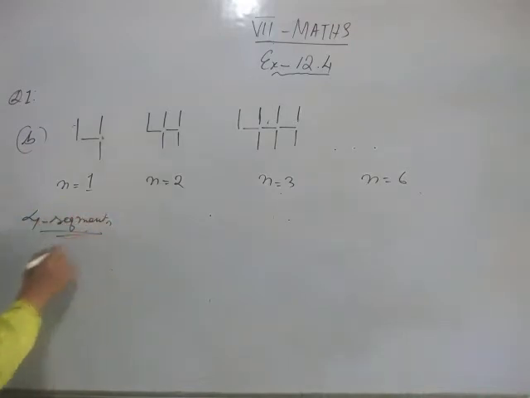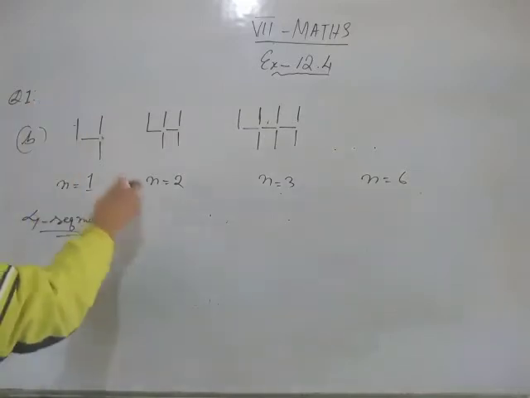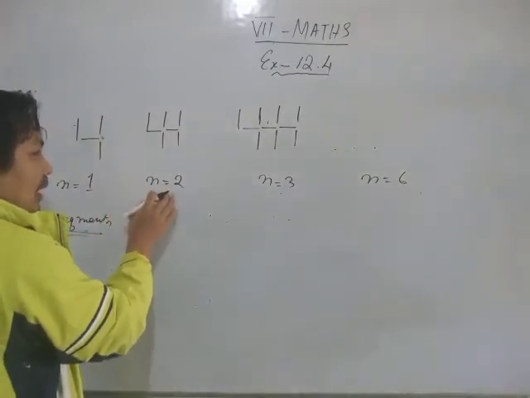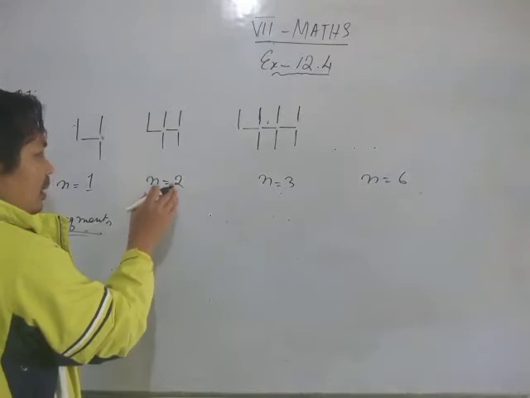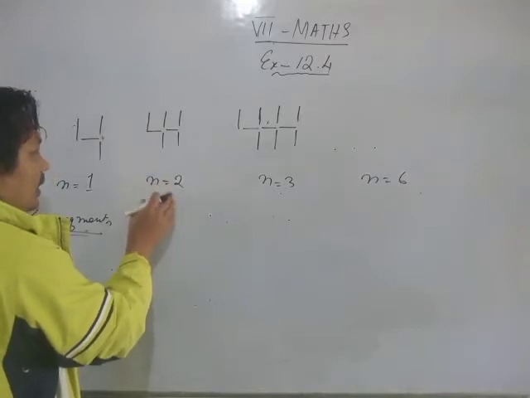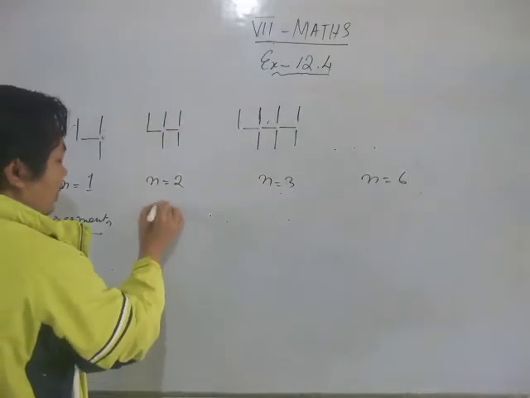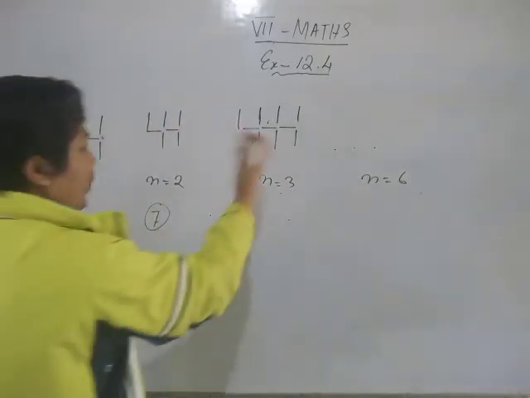4 segments are required. Okay. And for this, n is 2, which means the number of patterns is 2. 2 patterns are there. Then how many segments are there? 1, 2, 3, 4, 5, 6, 7. 7 segments are required.